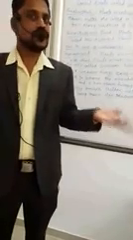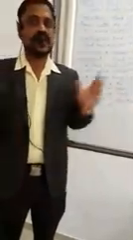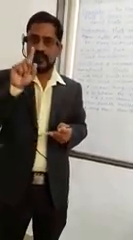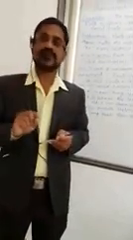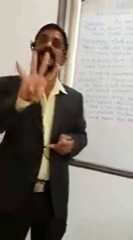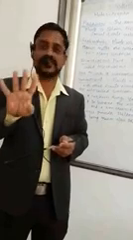So friends, today we have learned the heterotrophic mode of nutrition. There are four kinds of heterotrophic mode of nutrition. Number one is the parasitic mode of nutrition. Number two is saprophytes. Number three is insectivorous plants. And number four is symbiotic relationship.